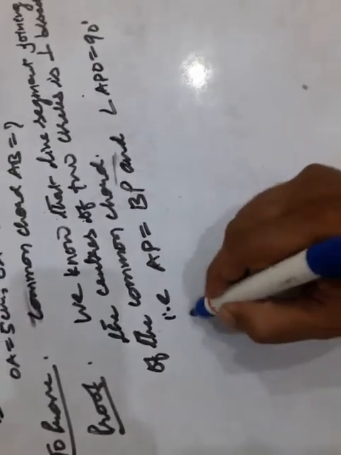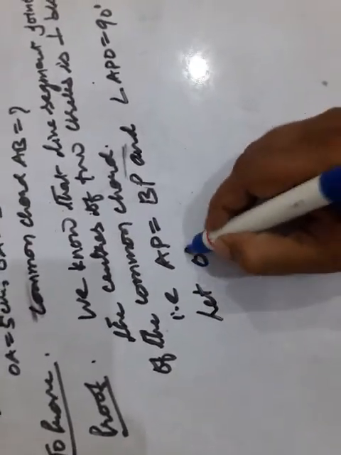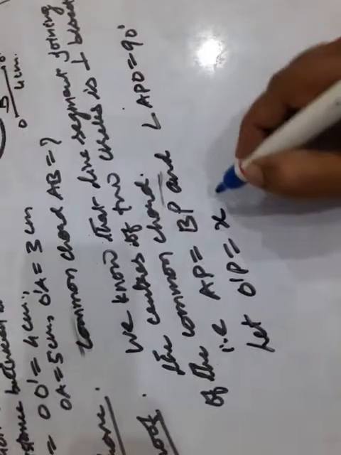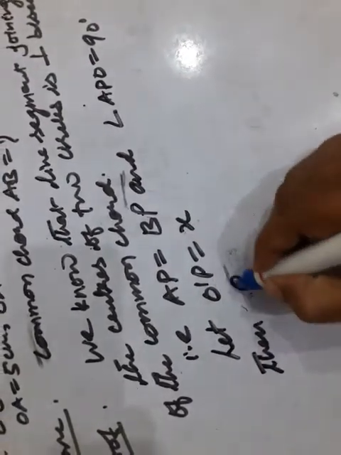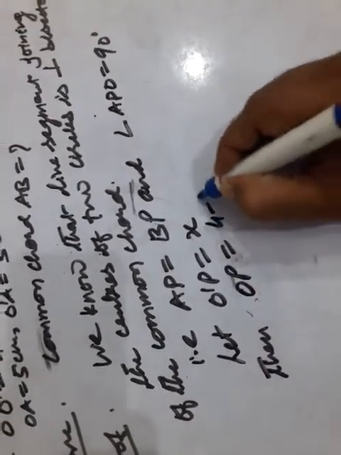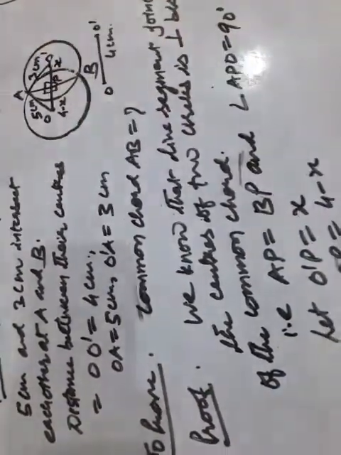Now let us assume O dash P equal to x. Then the total O dash O equals 4 centimeter, so OP equals 4 minus x. That is the distance OP. Clear, children?